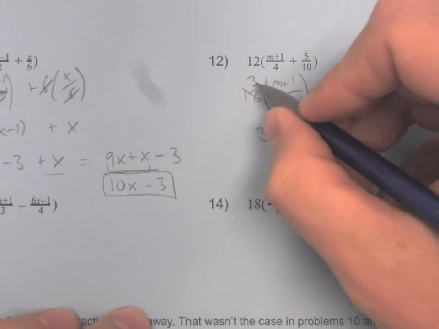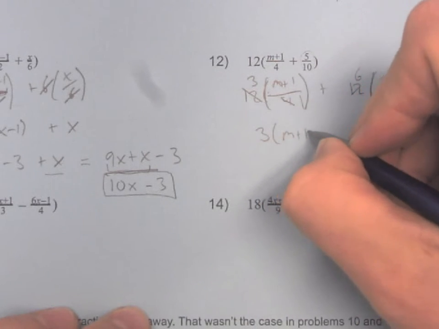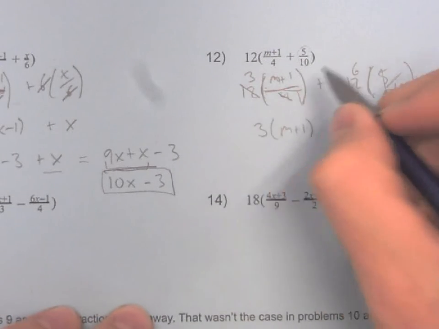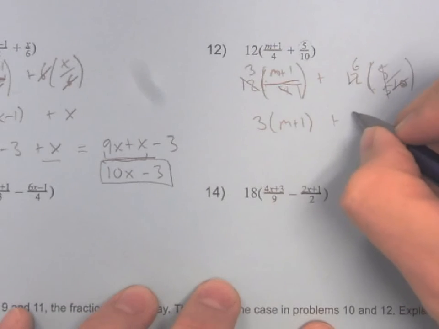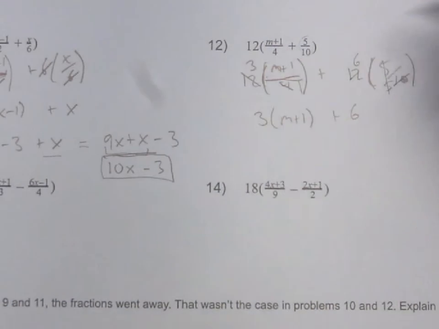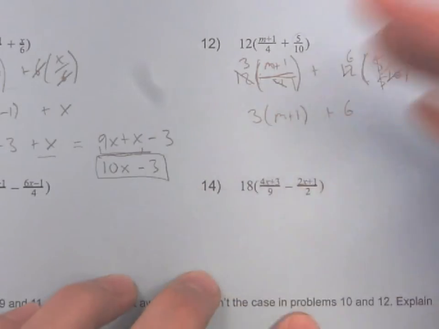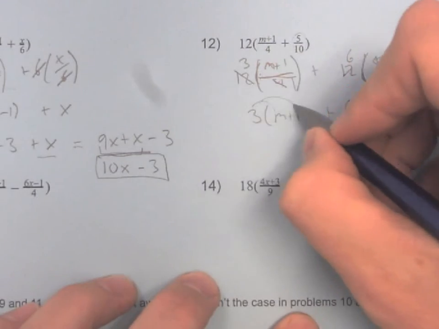So going back to the beginning, we have 3 times m plus 1. Remember, the fraction bar is like an implied grouping symbol. Then we have the plus 6 times 1, which is just 6. Our second to last step here is we're going to distribute this 3 now.